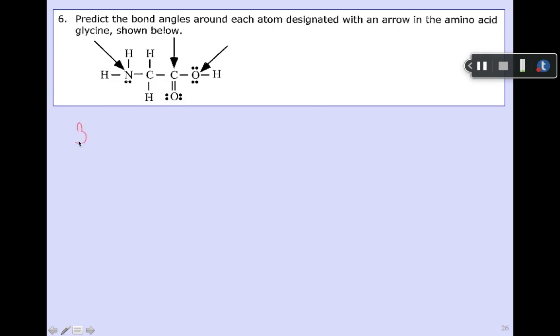So the first arrow, we have 3 bonds around nitrogen, but nitrogen, in order to have an octet, still has to have 1 lone pair, and that lone pair plus 3 bonds means that the bond angle around there is going to be influenced by the 4 total electron domains. And whenever you have 4 electron domains, the angle is going to be the same thing. It's the approximately 109 degree angle. So all they're asking here is the bond angle on that particular one.